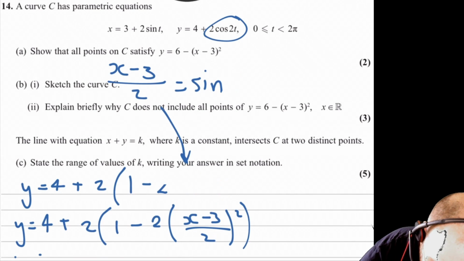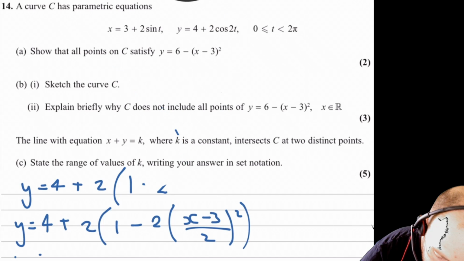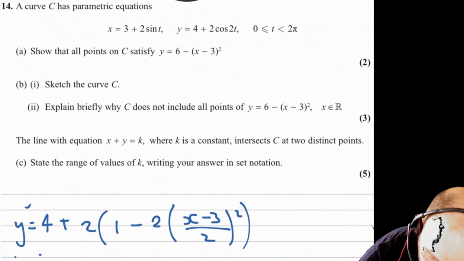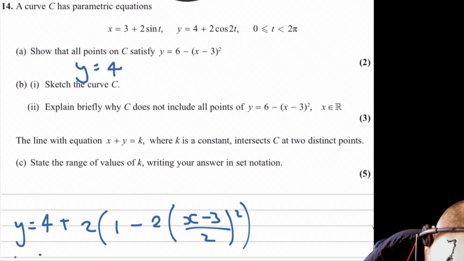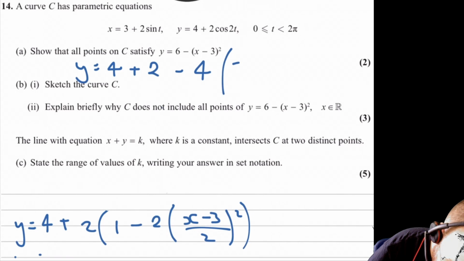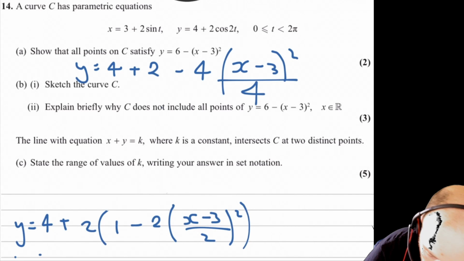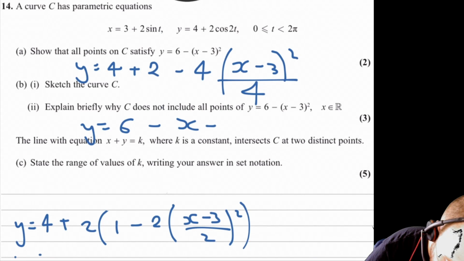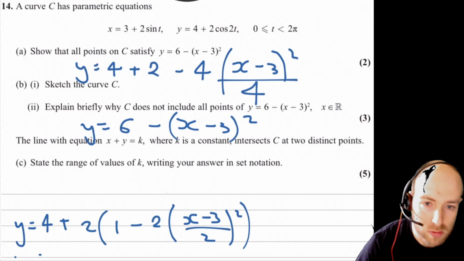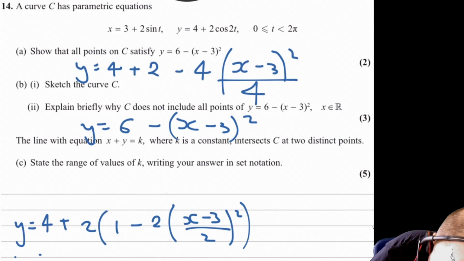Expand all that. Get y equals 4 plus 2 minus 4 lots of x minus 3 squared over 4. Get y equals 6 minus x minus 3 squared. So that's the first bit done.